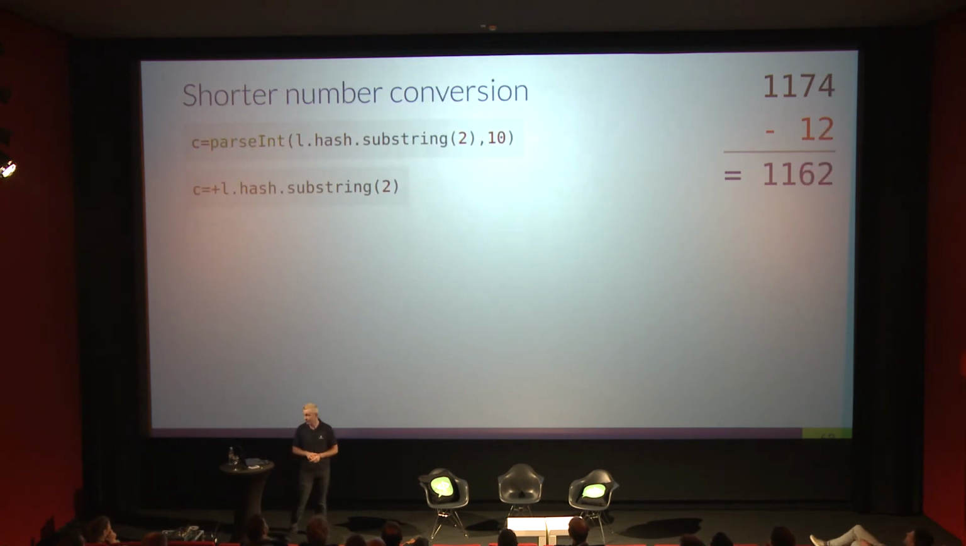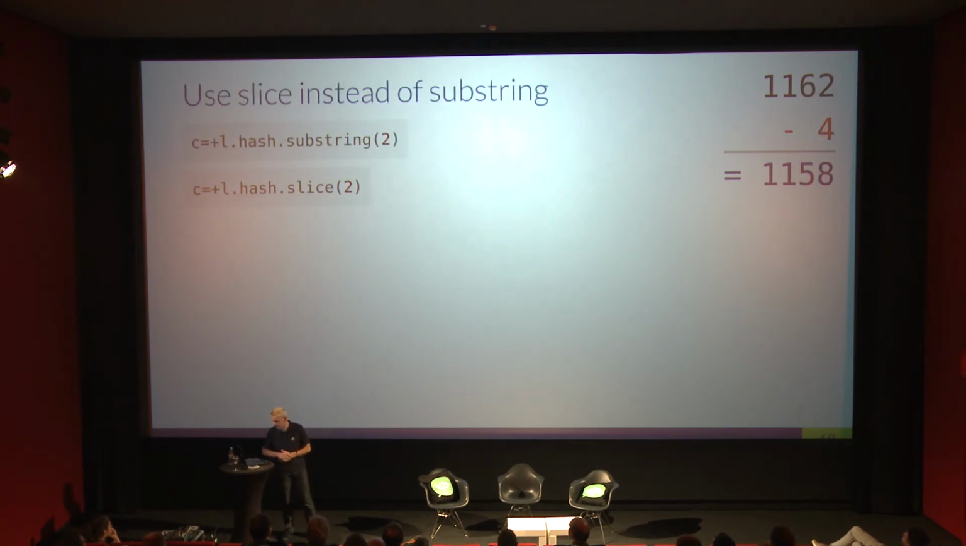I can shorten the number conversion. I get a substring of the hash part of the location and parse it to an integer with parseInt. But since I know it's just numbers, I can use the unary plus operator to convert the string to a number. This saves 12 bytes. I can use slice instead of substring. It does the same, and I do not understand why we use substring, because slice has exactly the same API, with the advantage that if I set a negative value, it counts from the end, which substring does not do. So I can save 4 bytes by using slice instead of substring.